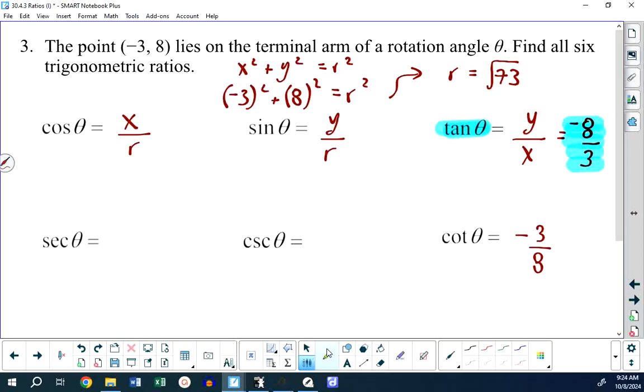Cosine, I'll just write it in a different color because I'm a little crowded here. Cosine will be negative 3 over root 73. It's funny because in Math 20, it's hammered into you that, oh, we can't have radicals in the denominator. Let's multiply top and bottom by root 73. And in Math 30 in calculus, we pretty much don't care. Sometimes we want the radical in the bottom.